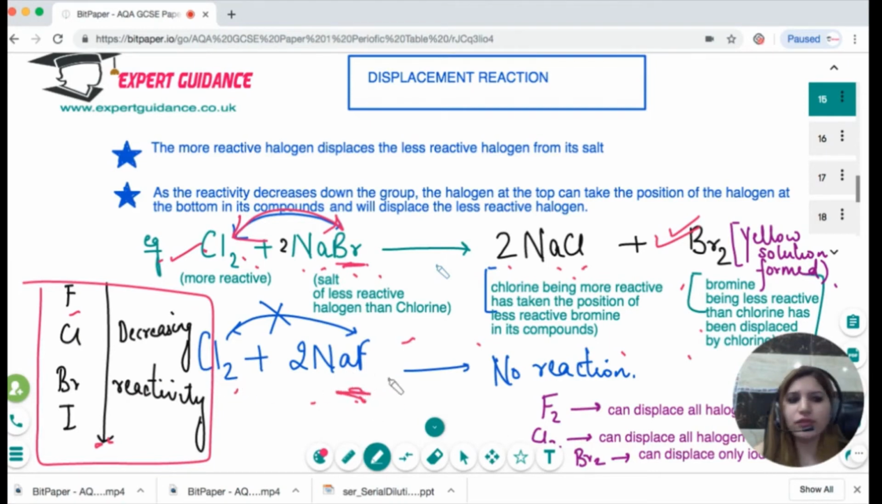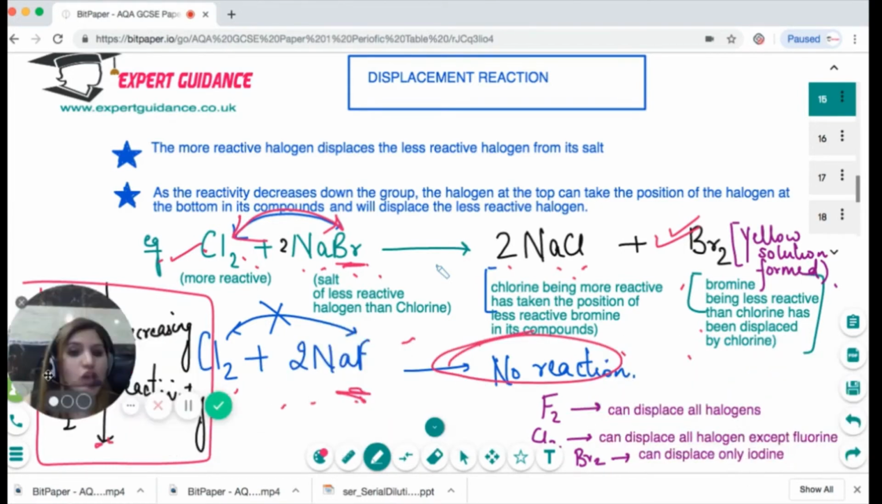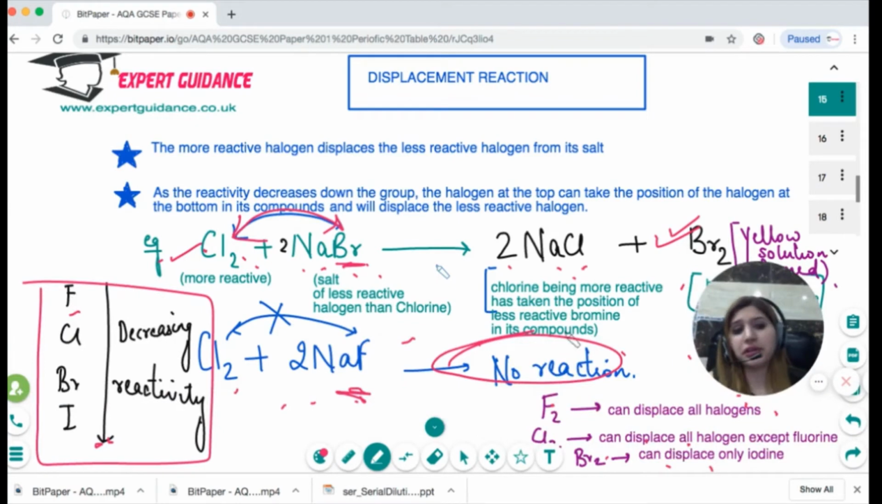No, it is in the form of compound. So nobody can take its position because it is highly reactive, so no reaction. So fluorine can displace all the halogens, chlorine can displace all except fluorine, bromine can displace only iodine, and iodine cannot displace fluorine or chlorine or bromine.